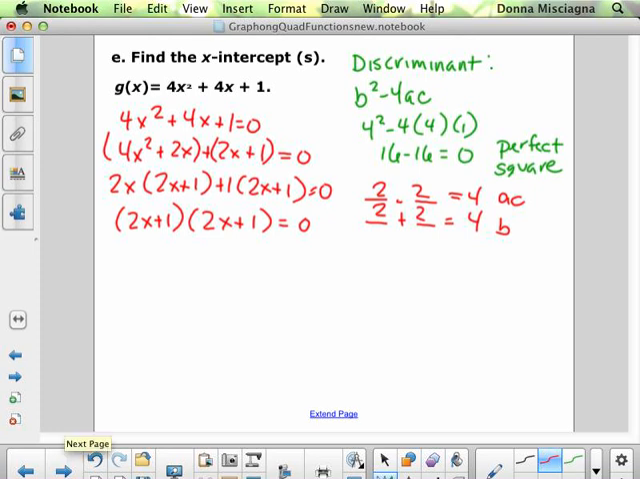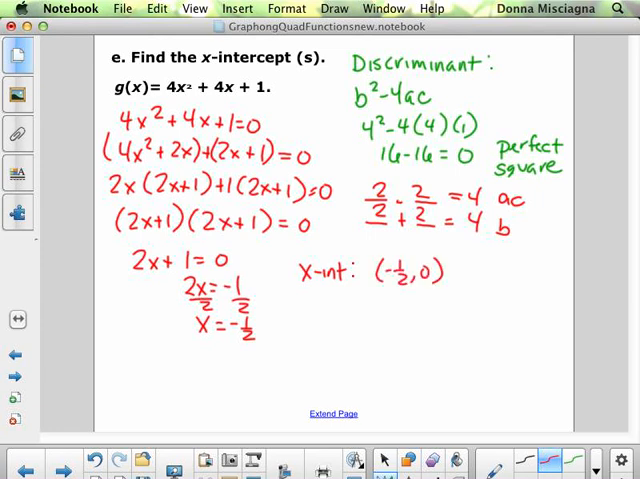And so what the 0 discriminant tells you is not only is this factorable, but it's only going to have one solution because we're going to have one repeated solution. So our two solutions are the exact same thing. 2x plus 1 equals 0. Subtract 1 from both sides. You have 2x is negative 1. And then divide by 2. X is negative 1/2. So the x-intercept is negative 1/2, 0. And this is called multiplicity 2.